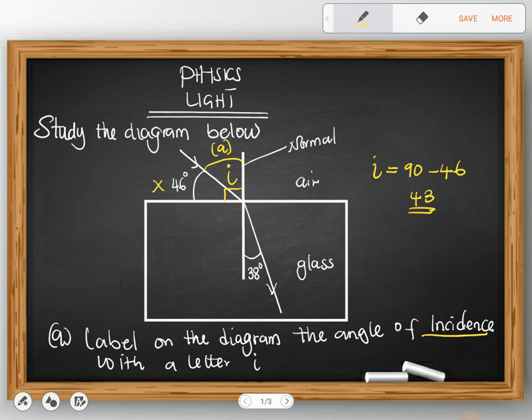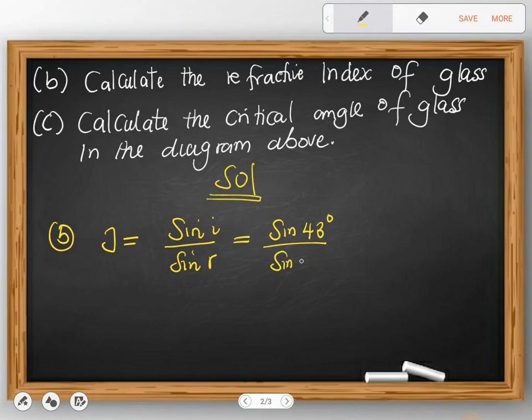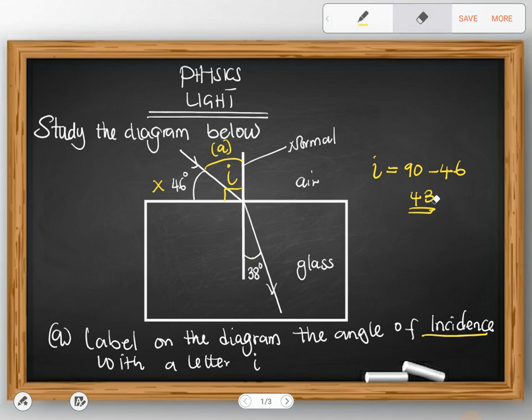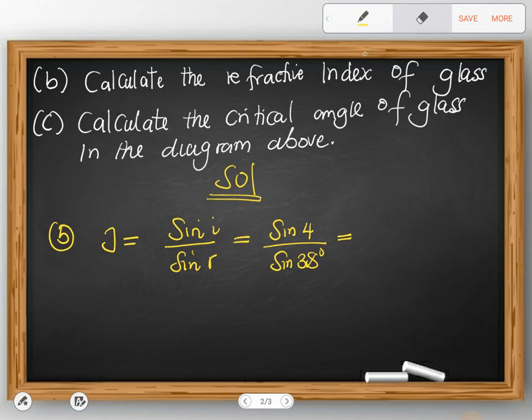For this one, it's okay. We have sine 38 degrees. The only thing remaining now is the use of your calculator. Sine 44, we divide by sine 38.